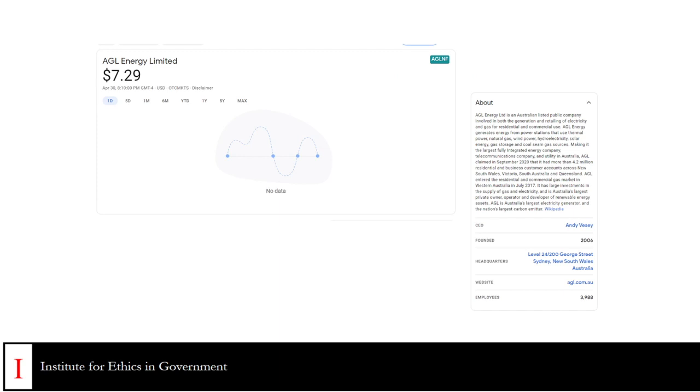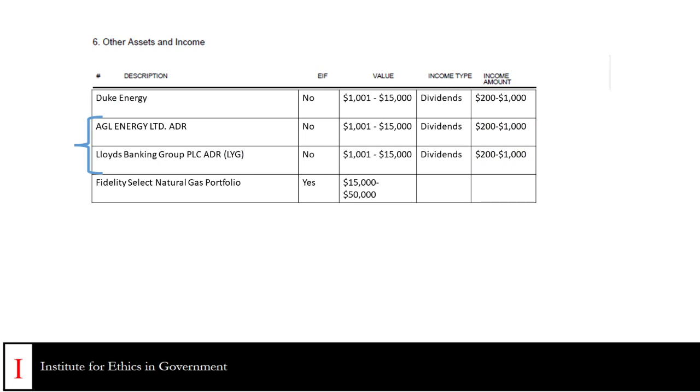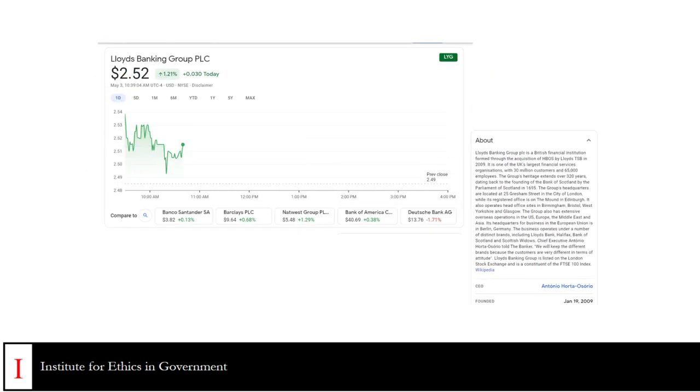So our first step is to find out what it is. And if we do an internet search for AGL Energy Limited, we find out that it's an Australian energy company. So it's a foreign energy company. And if we look at Lloyds Bank Group PLC ADR, we find out that it is a British financial institution. It's a financial services company. So that satisfies our first step, finding out what these things are. Though we're going to look at what an ADR is in just a second.